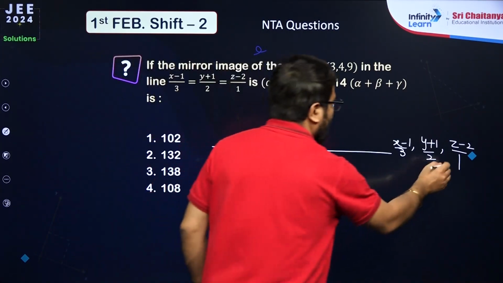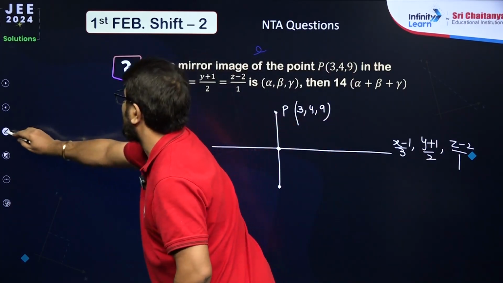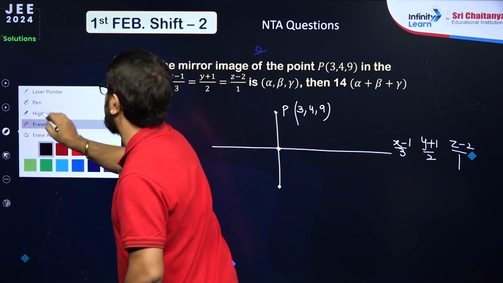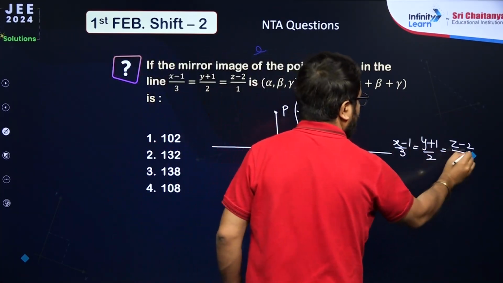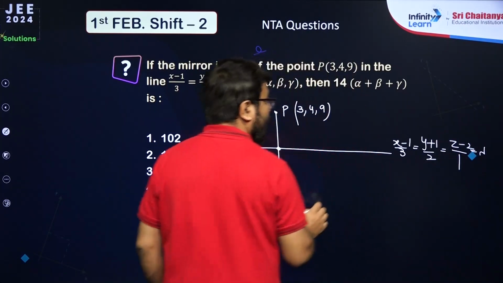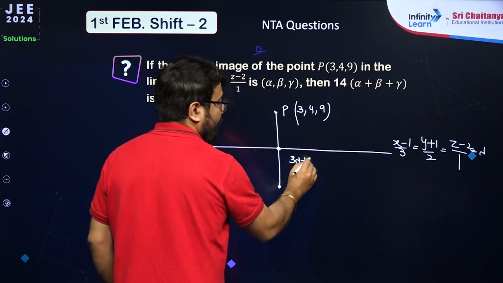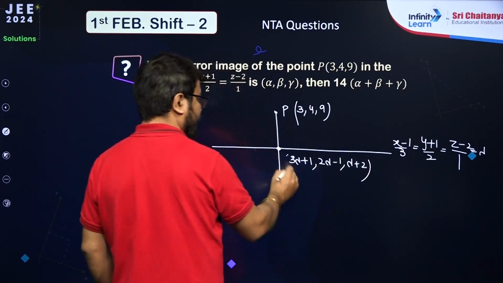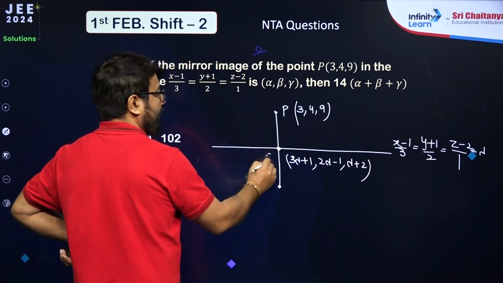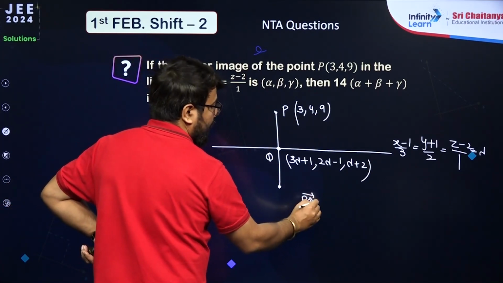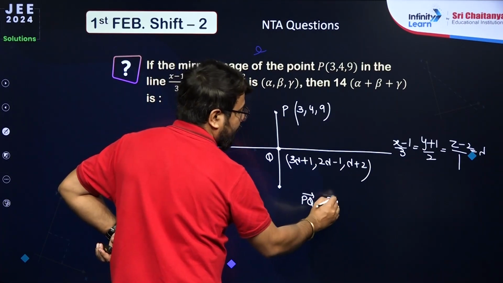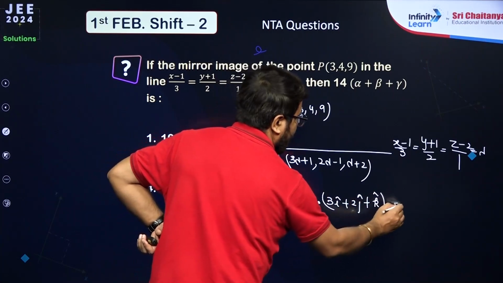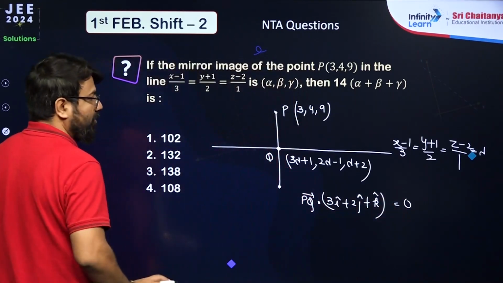So if I assume these all equations to be lambda, there is an equal in between. So let us write here equal to lambda. So I got the value of 3 lambda plus 1 over here. Then I can write 2 lambda minus 1. Then I can write lambda plus 2. So basically, if I get the PQ vector, and I take the dot product with 3, 2, 1, that will make the dot product 0. In this way, I will be able to get the foot of perpendicular.